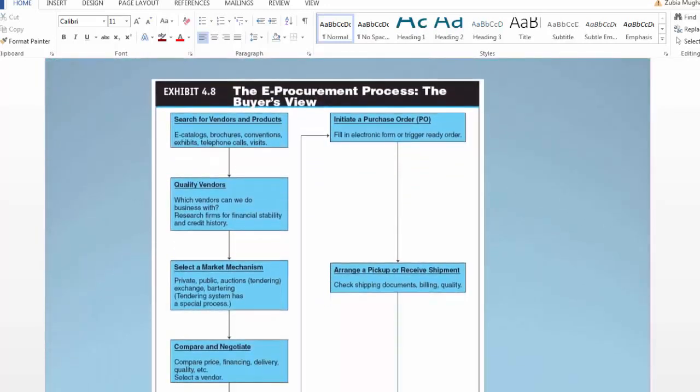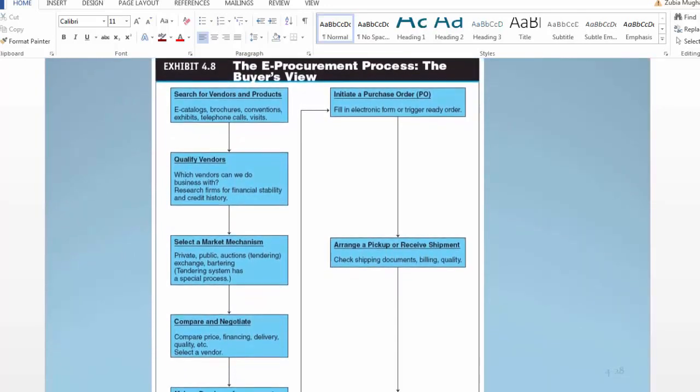The e-procurement process from the buyer's view looks something like this, very simple and straightforward. Search for vendors and products through e-catalogs, brochures, conventions, exhibits, telephone calls, etc. Qualify vendors: which vendors can we do business with? Research firms for financial stability and credit history. So what we're doing is trying to find out which vendors are valid, can be verified, or can be trusted. Select a market mechanism: private, public auction, tendering, exchange, bartering. The tendering system has a special process. We're going to talk about them in the next few chapters.